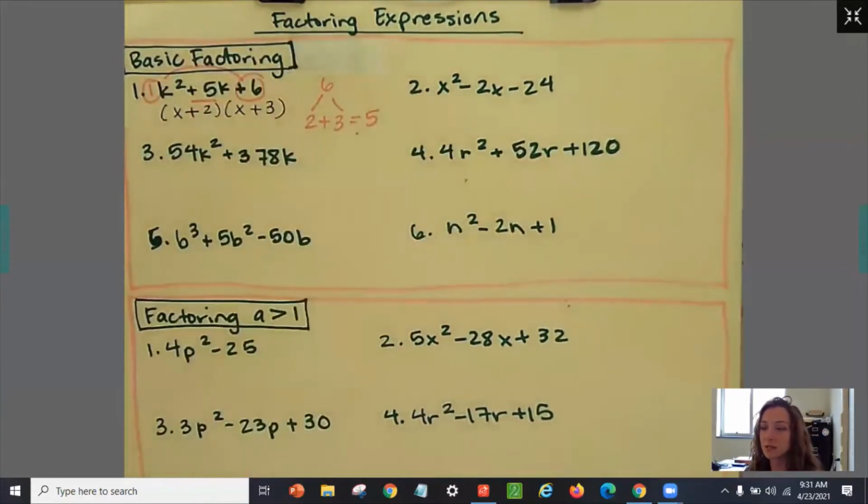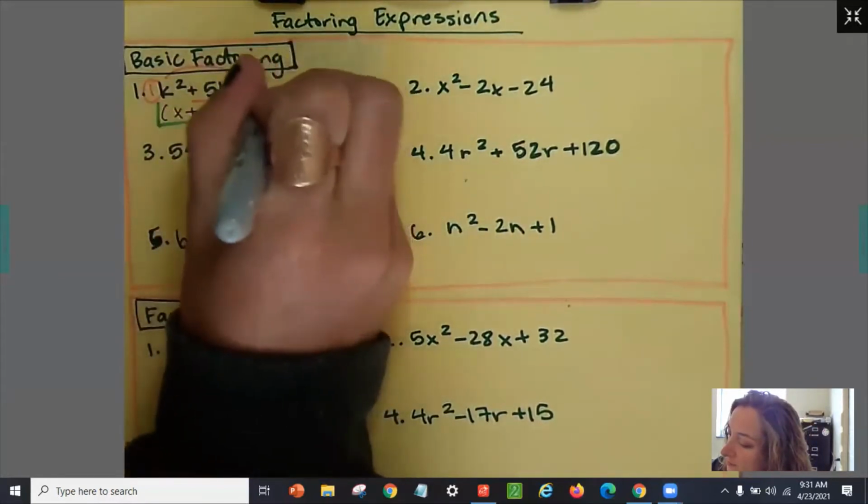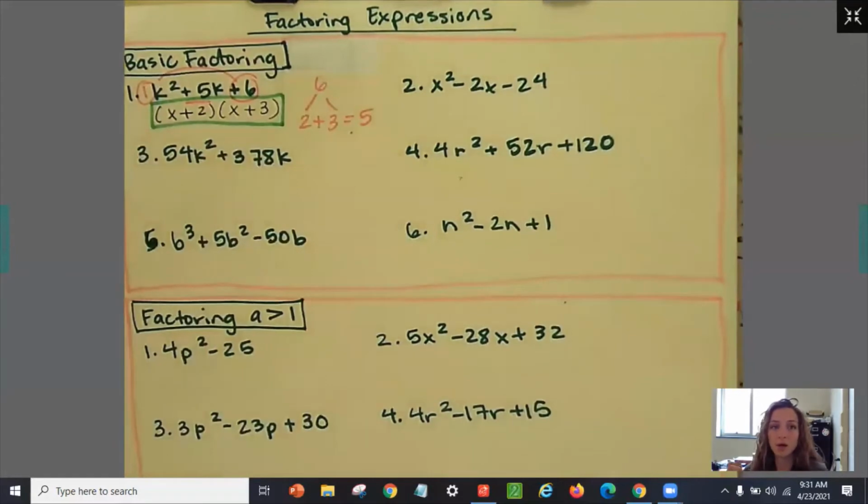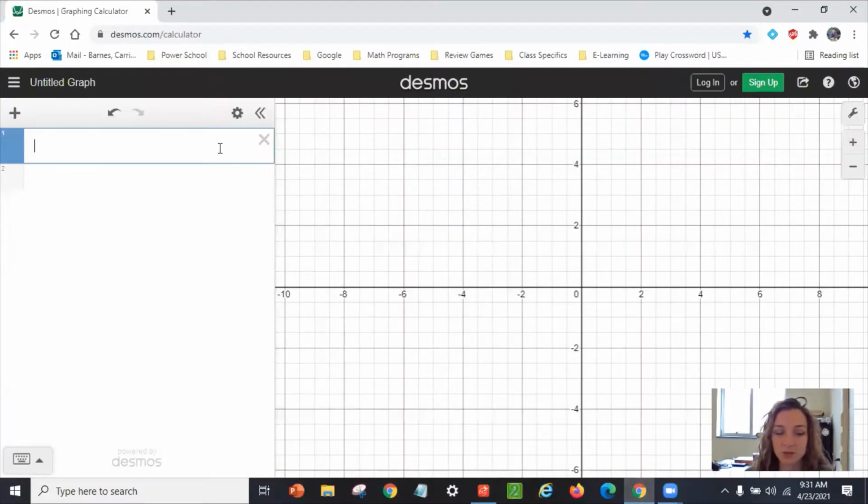Now, let's see how to do this in Desmos, and that's how we're going to work out every single other problem that is here. Okay, so you're going to go to Desmos, you're going to type everything in. Remember that Desmos only works in x and y, so we're going to have to change all the k's to x's. But let's go to Desmos. We're going to type in x squared plus 5x plus 6.